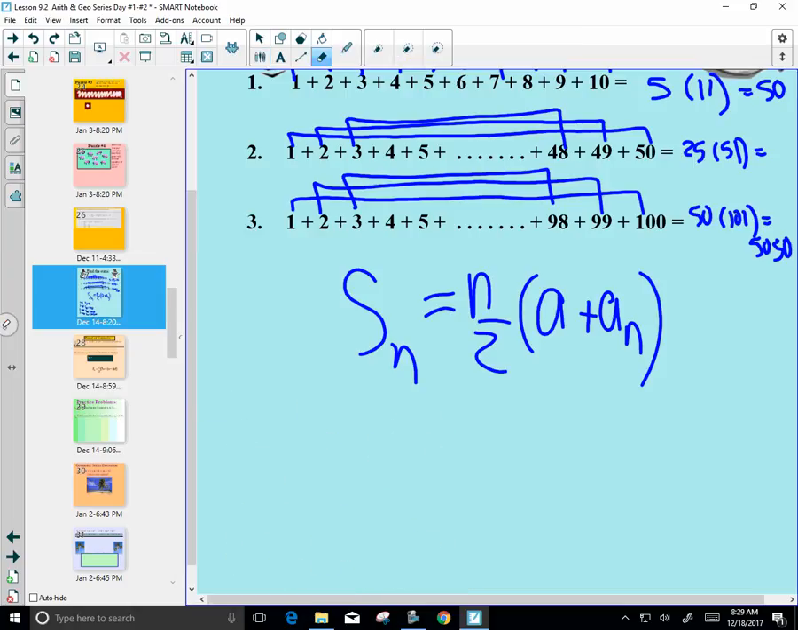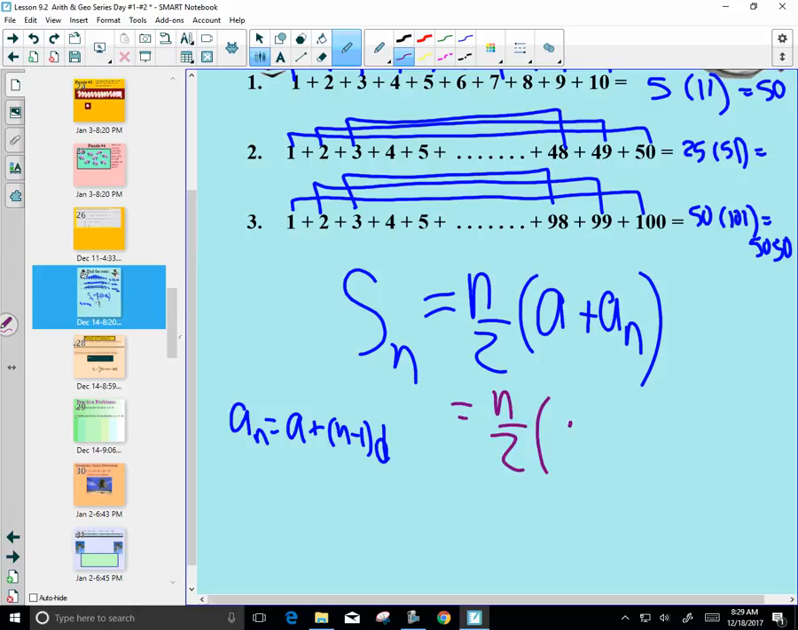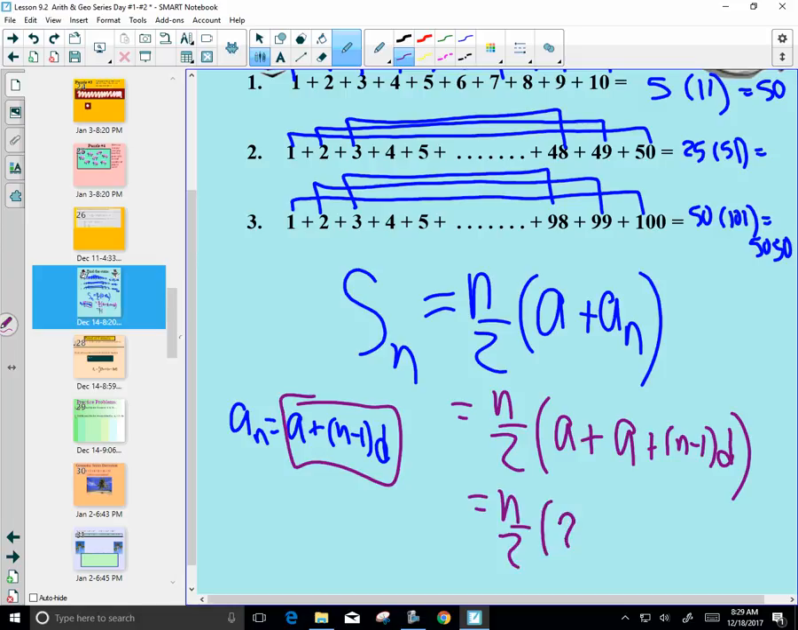All right, so for this one, if I want to prove what this is, you can say, oh, I remember a of n was a plus n minus 1 times d. Remember that? It's up on the board. We did it last week. So you could say this is n over 2, a plus, and then instead of a of n, put a plus n minus 1 times d. And there you got it. N over 2, 2a plus n minus 1 times d. And that's the sum formula that you have.